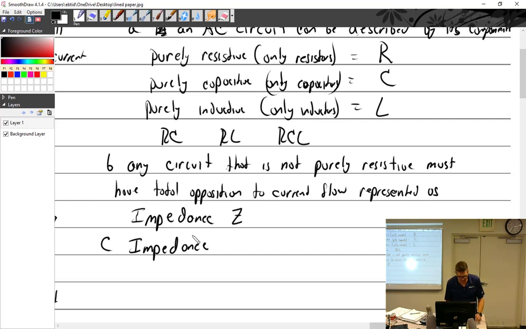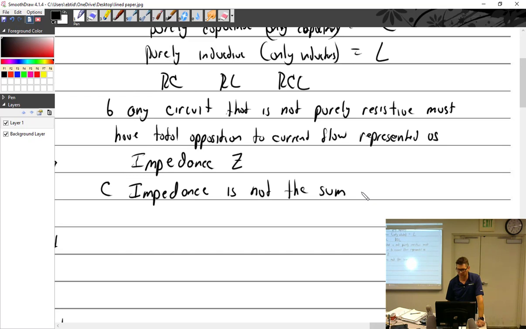All right, impedance is not the sum, as I just said, not the sum of each, but a vector sum.